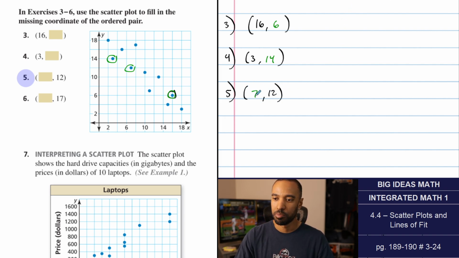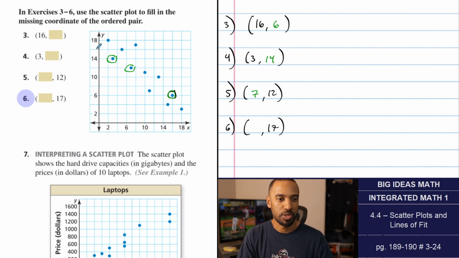So boop to boop to boop. We got that. And then number 6, blank comma 17. Let me write it first. So on this one, 17 is between 16 and 18, and it's this guy right there. And that is an x value between 6 and 10. The x value is 8. So that is 8 comma 17.